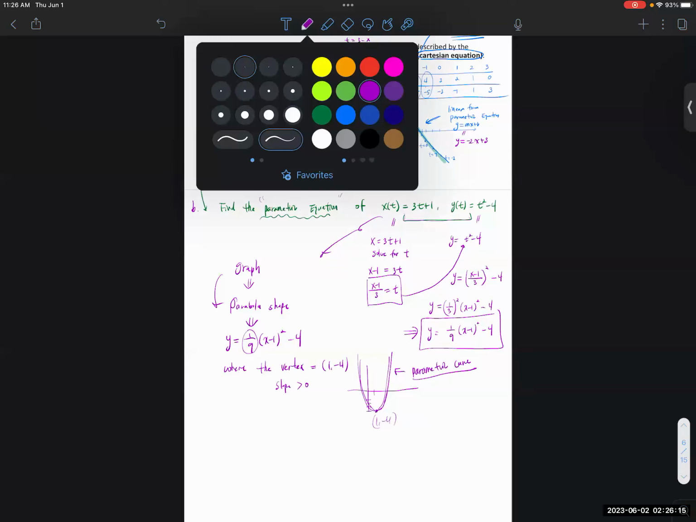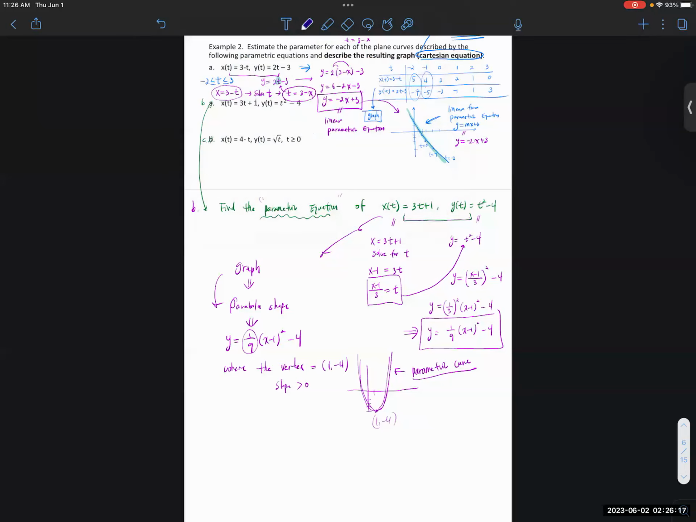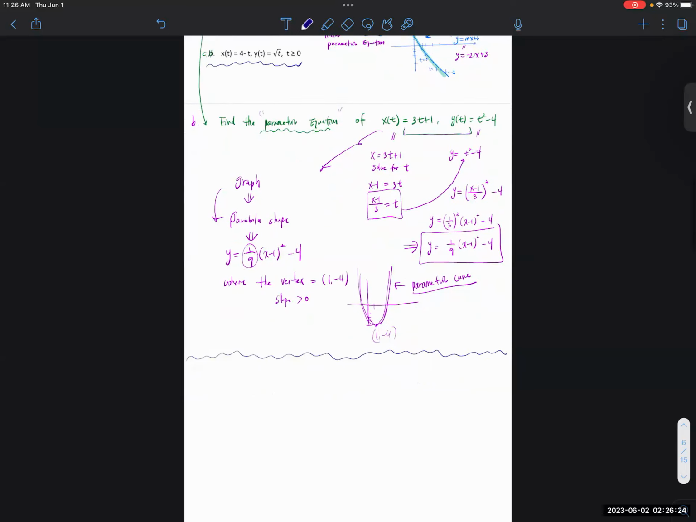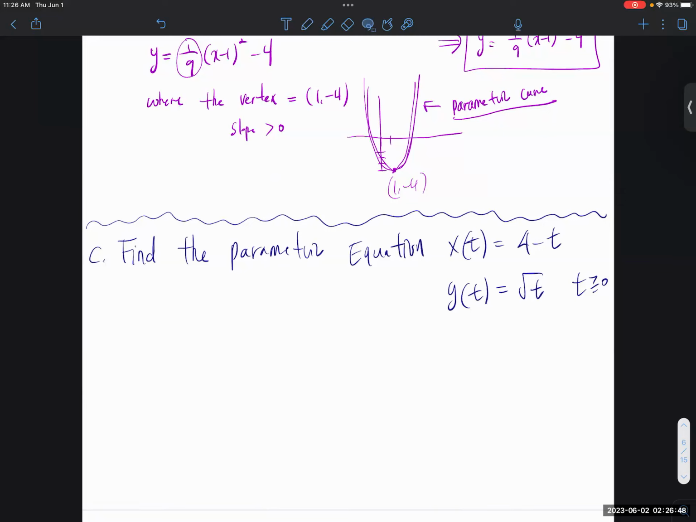I'm going to show you one more example. So we can try letter C one more time. So I'm going to make a space here. We're going to find the parametric equation. What is the given function? When x of t equal to 4 minus t, y of t equal to radical t, and t is positive. Okay, we got the concept. So that's the question.